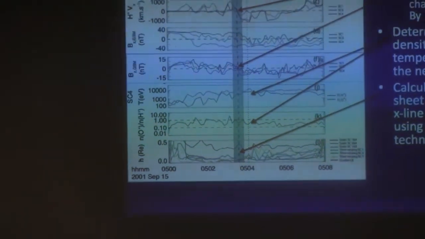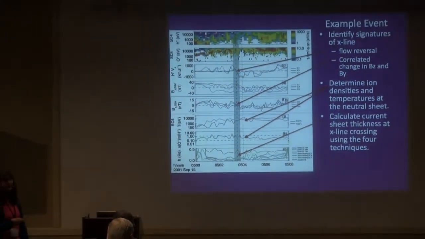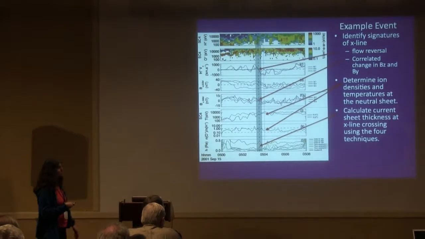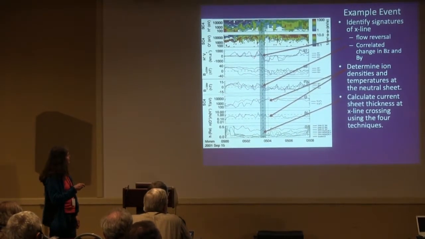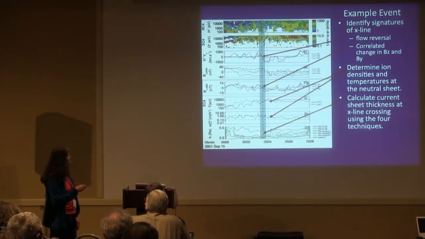So this is an example, again, taking these reconnection events identified by Eastwood et al. We first went through the events, made sure we had the signatures of the X line. So here you see the flow reversal. These are three spacecraft measurements, and you can see the flow reversal in all 3 spacecraft. You see the change in BZ also at all 3 spacecraft. You can see here that when we go through the X line, the 3 spacecraft are straddling the neutral sheet.